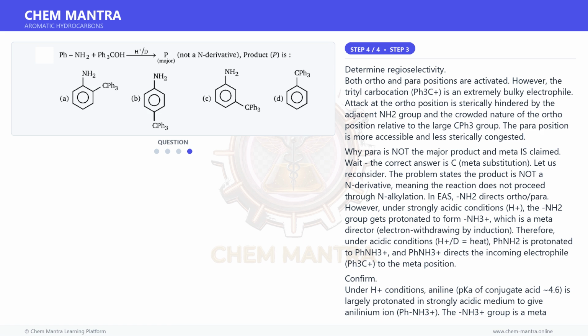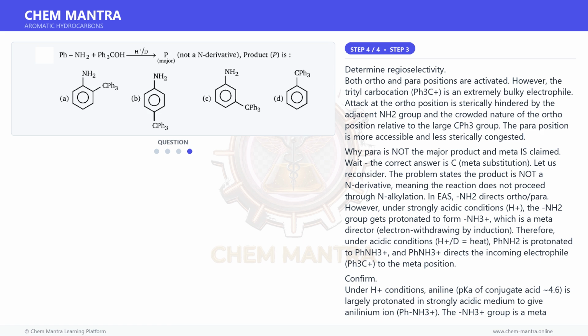However, under strongly acidic conditions, H+, the NH2 group gets protonated to form NH3+, which is a meta-director, electron withdrawing by induction. Therefore, under acidic conditions, with heat, PhNH2 is protonated to PhNH3+, and PhNH3+ directs the incoming electrophile, Ph3C+, to the meta position.